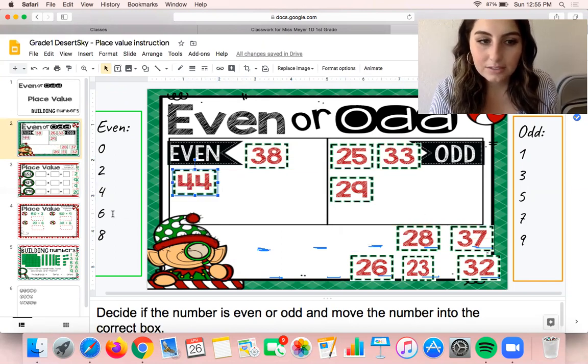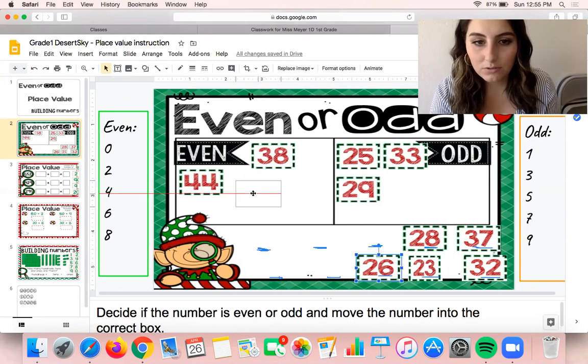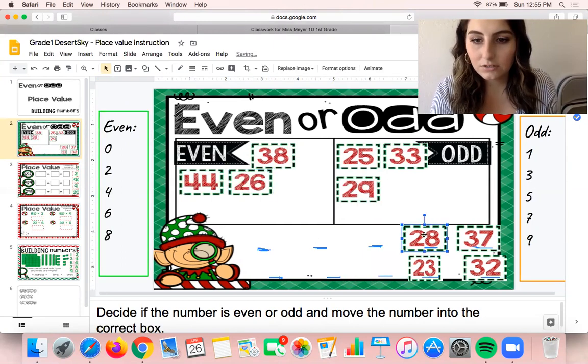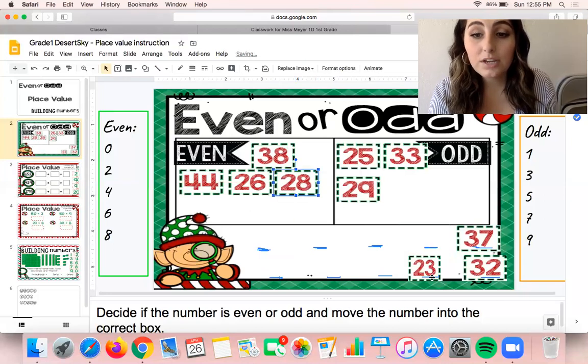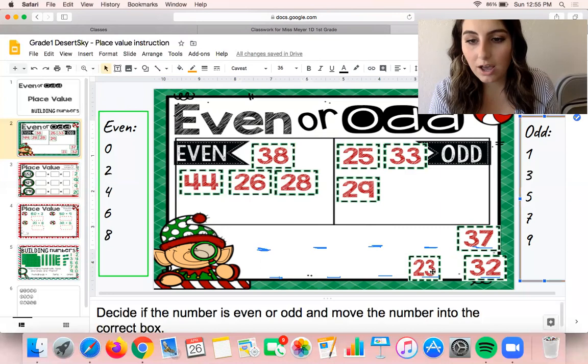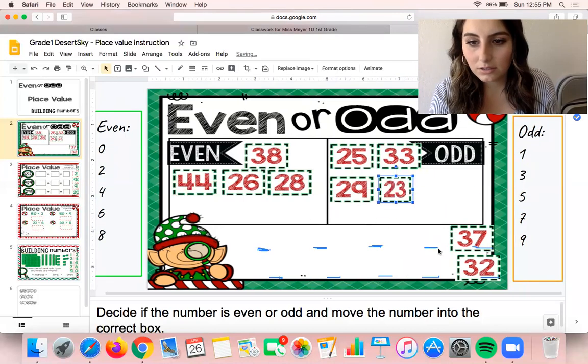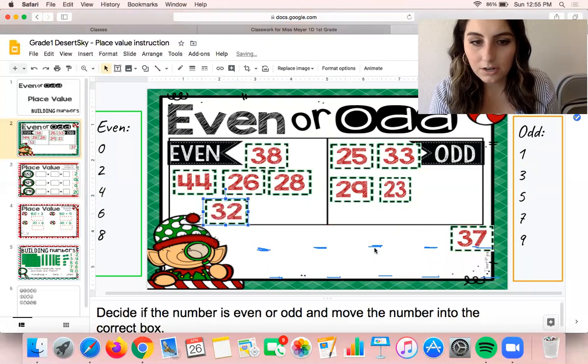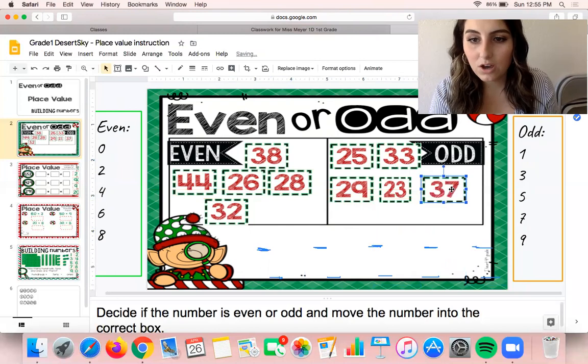26, 6 is an even number, so it goes to the even side. 28, 8 is even. 23, 3 is odd. 32, 2 is an even number. And 37, 7 is odd, so it's going to go to the odd side.